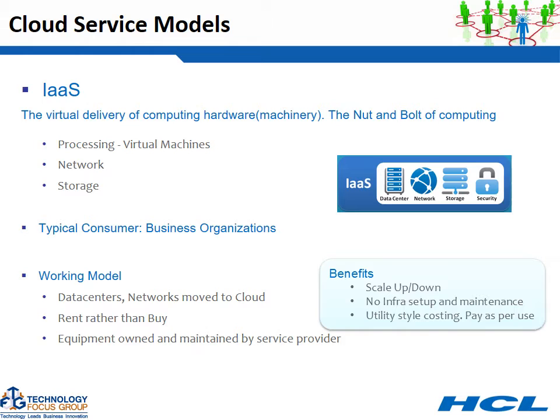So how does it work now? Basically, the working model. The organizations' data centers and networks are now moved to the cloud. They don't really have to buy any hardware resources. They rent it from the cloud vendor rather than buying. The equipment is now owned and maintained by the cloud service provider. So the maintenance, staff and all that, the organization doesn't have to take care about it. All the maintenance, backup, security is taken care of by the service provider.